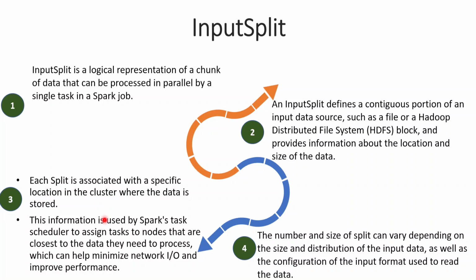This information is used by Spark Task Scheduler to assign tasks to the nodes that are closest to the data they need to process, which can help minimize the network input output and improve performance. Once the data is logically split, the task scheduler will start assigning the tasks to different cores, and based on the location of that particular core or executor, it will try to assign the storage location which is closest to that particular worker node or executor, so that it can minimize the network input output and give better performance.